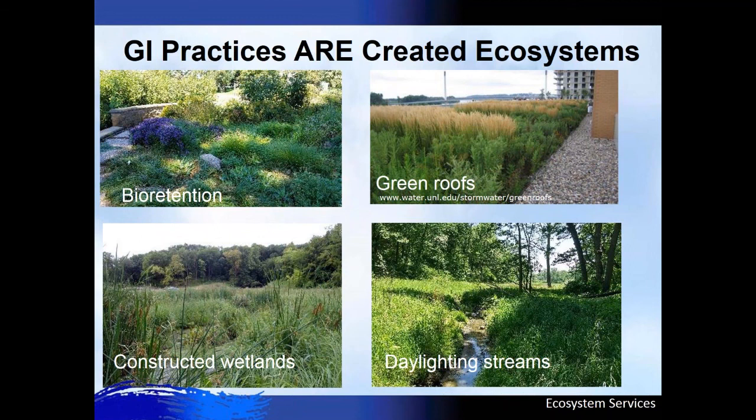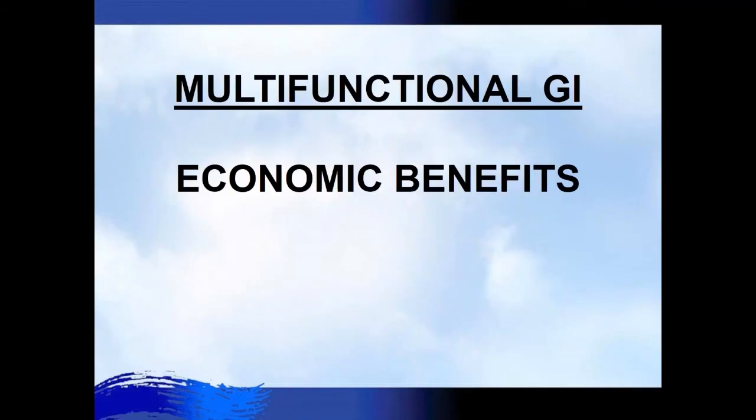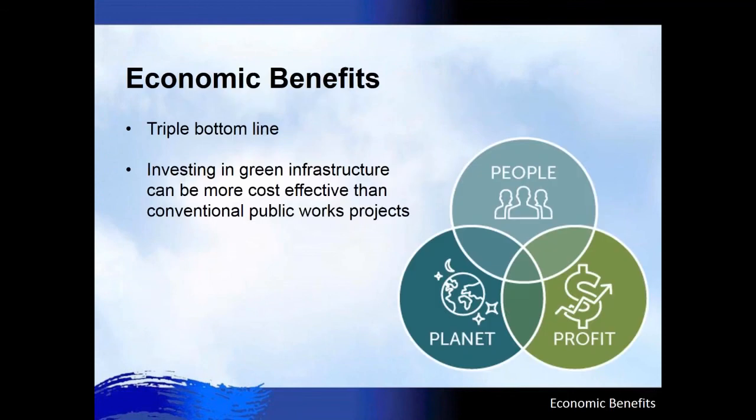So on to economic benefits. We talk about the triple bottom line a lot. The triple bottom line, going back to the EPA definition, is the ecological, social, and economic dimensions of performance for a project. Green infrastructure multifunctionality is right in line with the triple bottom line. If you look at green infrastructure in that view, it aligns perfectly.